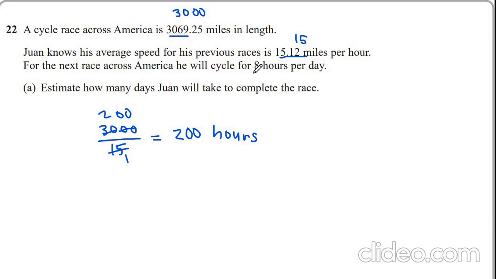And he's going to cycle for 8 hours per day. So how many days will he need? 200 divided by 8. 2 8s are 16. The remainder is 4. 40. 5 times 8 is 40, so we get 25 days.